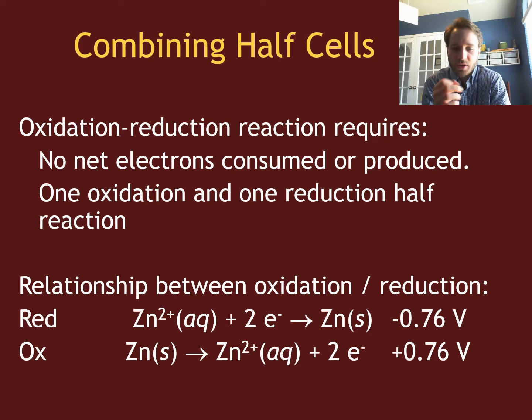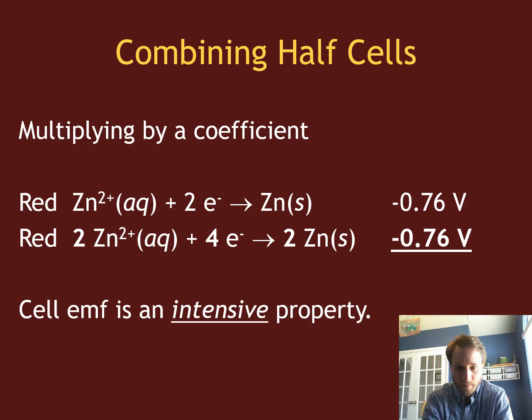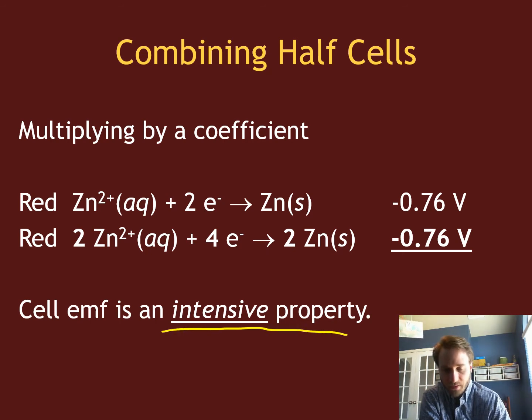When you flip a reaction, it just changes the sign of the cell potential, just like you would for enthalpy or Gibbs free energy. You flip the reaction, it changes the sign of the enthalpy or the Gibbs free energy. We have that same thing here for these half reactions. If you multiply your chemical reaction by some constant, the cell potential is unchanged. That's because the cell potential is an intensive quantity. Cell potential does not depend on the total amount of stuff. It's an intensive quantity, so the cell potential will not change with the multiplication of any chemical reaction by some constant.